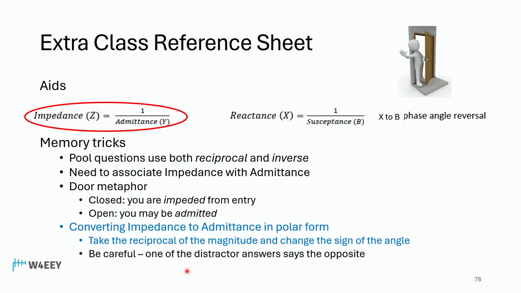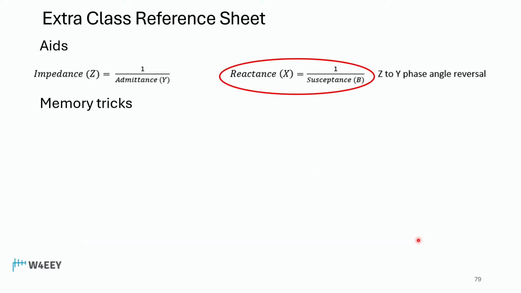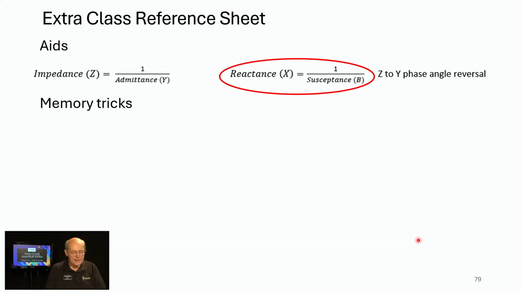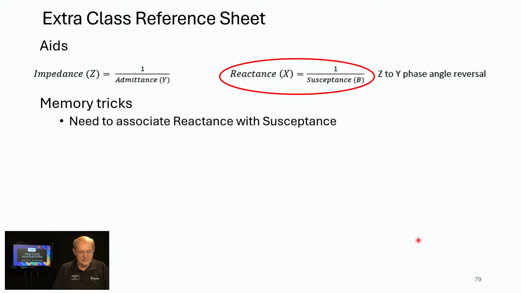And then you have to be careful because one of the distractor answers, meaning one of the wrong answers, says just the opposite of that, which means it says take the reciprocal of the angle and change the magnitude. So don't be tripped by that. So that's the impedance side. Now the reactance side.